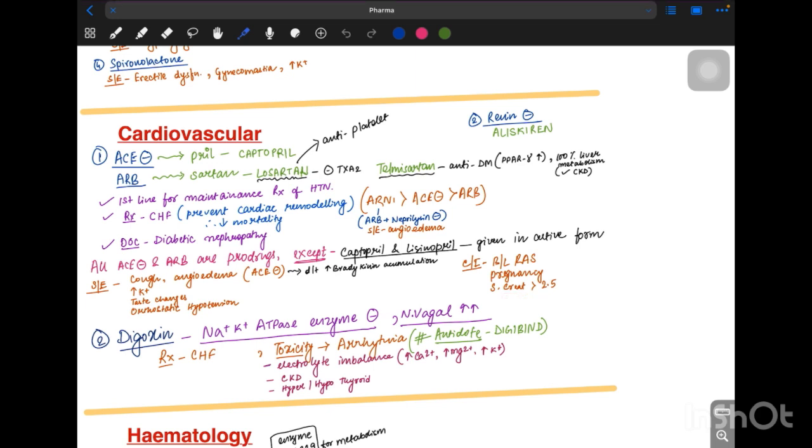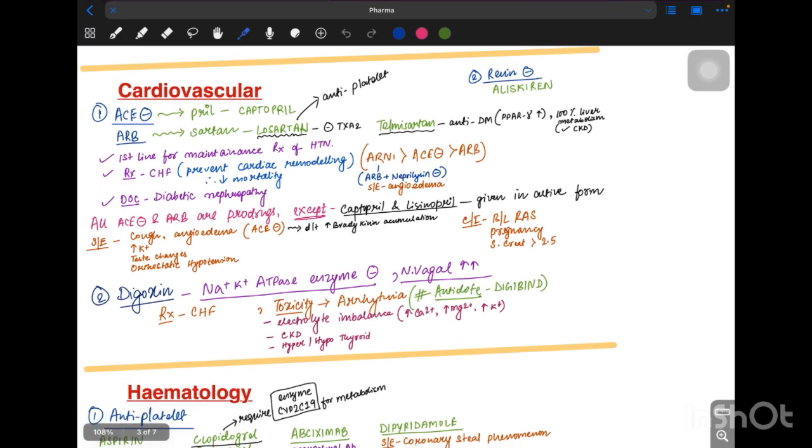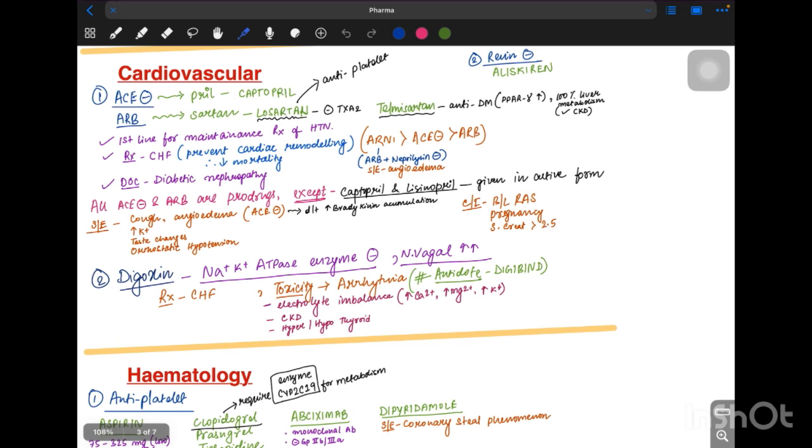Now, the second group of drug is renin inhibitor, which is a direct inhibitor of renin. In the name only you can find REN, so the name is aliskiren. So it is a direct renin inhibitor, and thus it helps in reducing hypertension and cardiovascular effects. Another drug is digoxin. It is a sodium potassium ATPase enzyme inhibitor, and also it stimulates the vagal nerve. The main mechanism of action is sodium potassium ATPase enzyme inhibition.